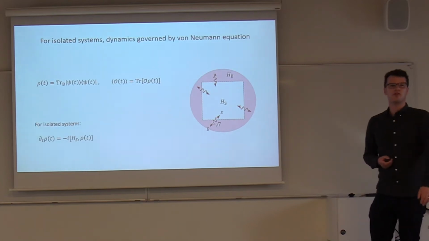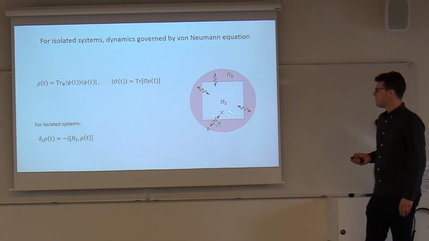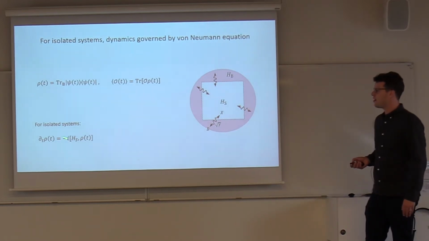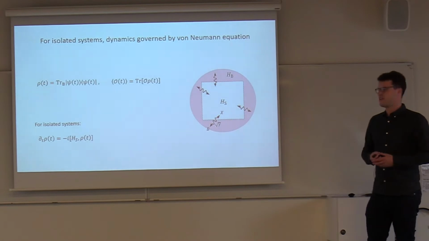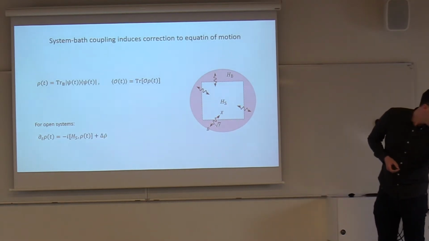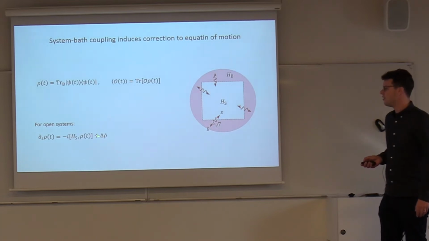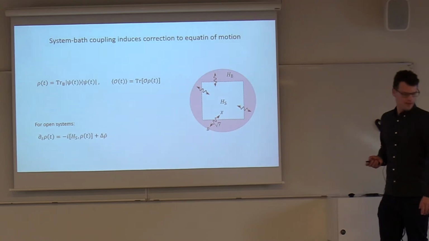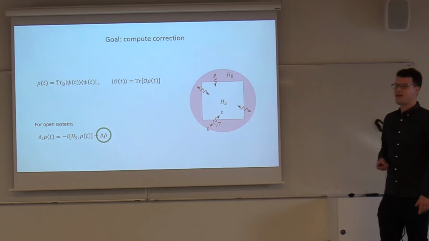So what's the equation of motion for this reduced density matrix? If it was completely isolated, if this gamma was 0, we would just have the Schrödinger equation, which when translated to the density matrix is called the von Neumann equation, in which the density matrix evolves with the commutator with the Hamiltonian of the system. But now we turn on the system-environment coupling, and we get some correction. The whole goal in the business of open quantum systems is to compute this correction. And that's also the goal here.